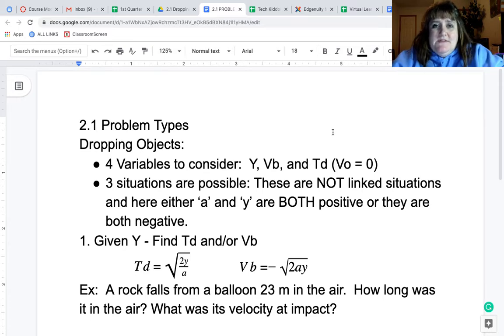So, 2.1 problem types, and what we're looking at is dropping objects. Okay, this is just dropping. There are 4 variables to consider. However, V naught is going to be 0 the entire time. So technically there are only 3 variables. There are 3 situations that are possible. Now, these are not linked situations, which means you don't have to find one thing before you find the other. You are finding one thing at a time, okay?